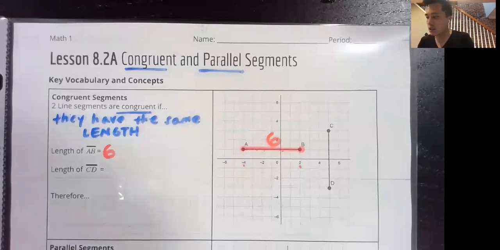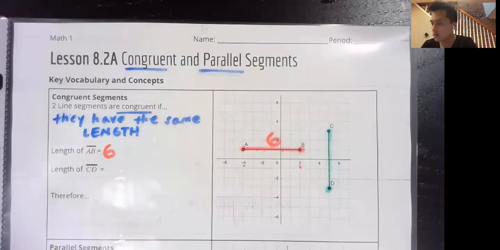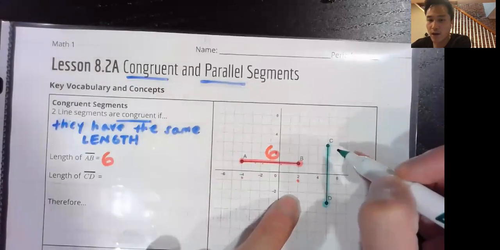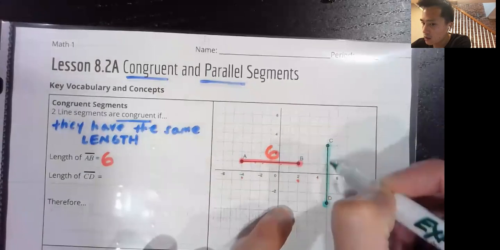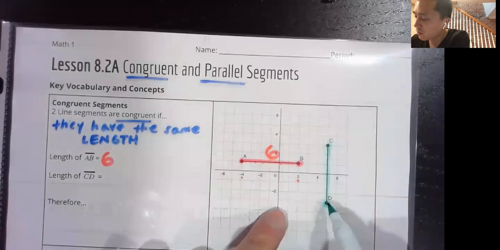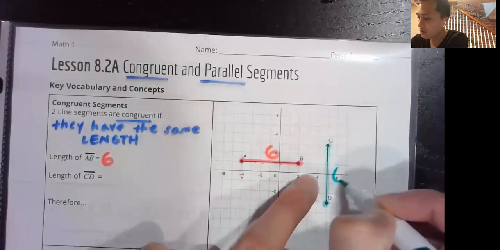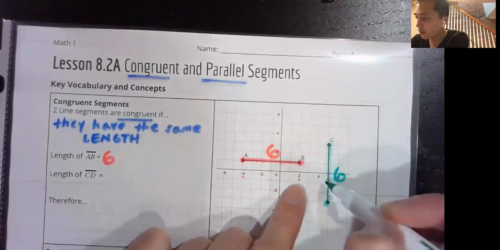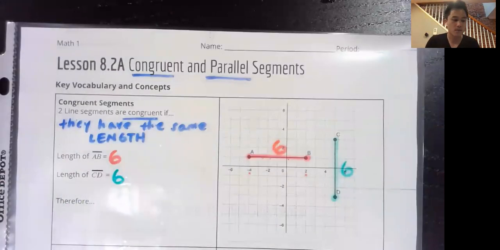Next, the length of CD. That's this line segment right here. And since it's going vertically, we can look at the difference between the two y values of the points. So this is going from a y of 3 down to a y of -3. So from +3 to -3, that's a total difference of 6. We can also just count the units, 1, 2, 3, 4, 5, 6. So the length of CD is also 6.